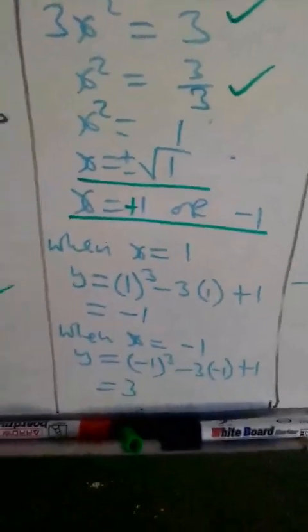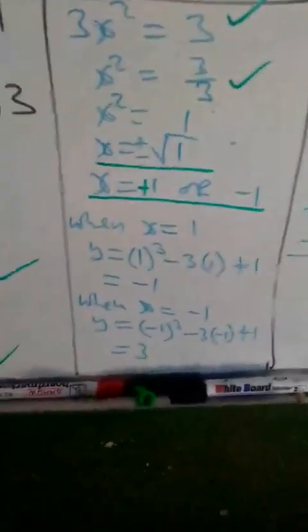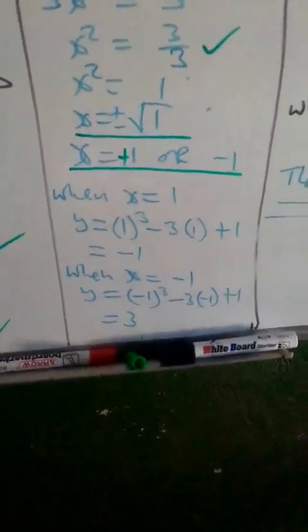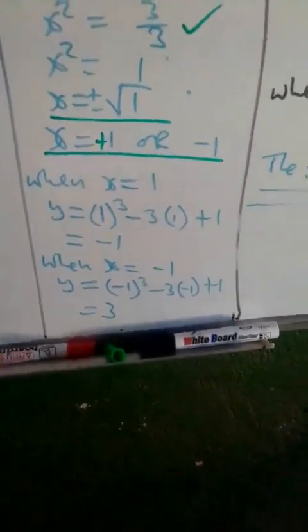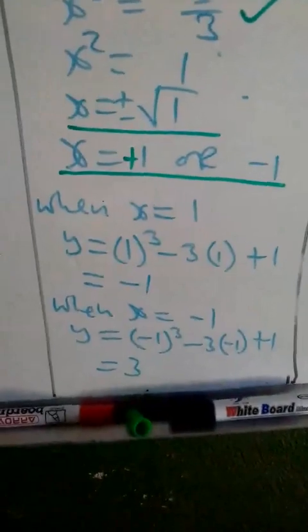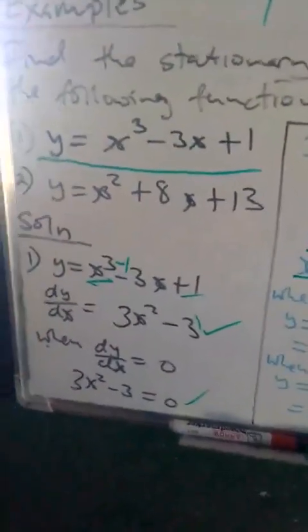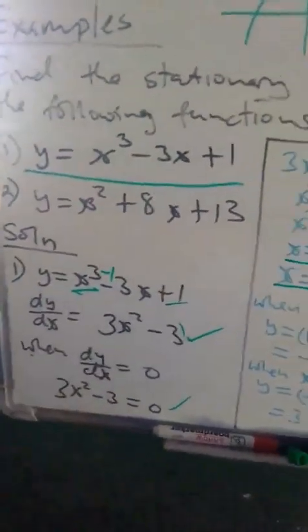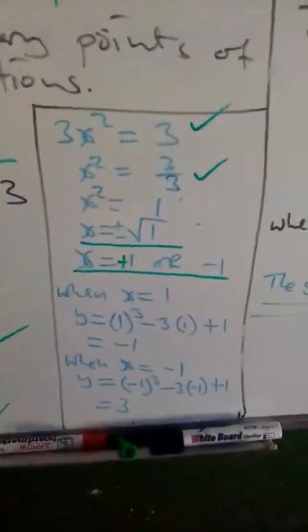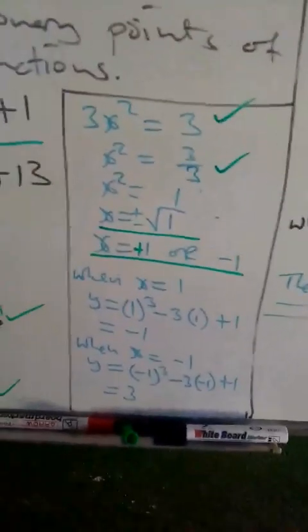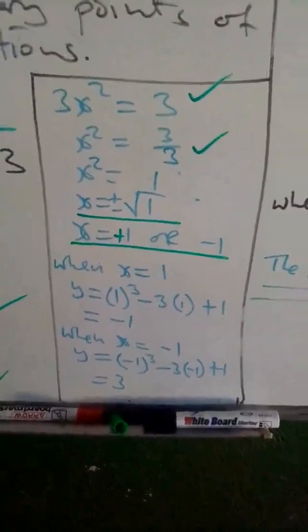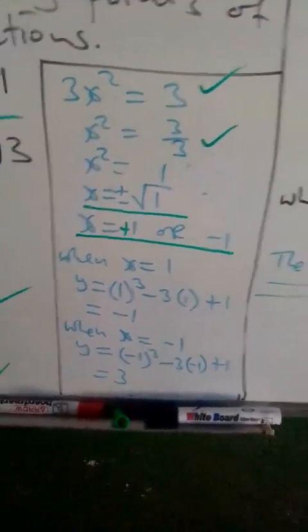We want the whole point. The point is made up of the y and the x values. So we have found the x values, and we need to find the respective y values. So you are going back to the original equation. The original equation is this one. Then you substitute the values of x that you have found. In this case, we have 1 and negative 1. It means this curve has 2 stationary points.